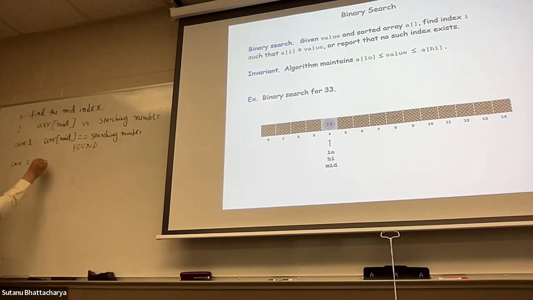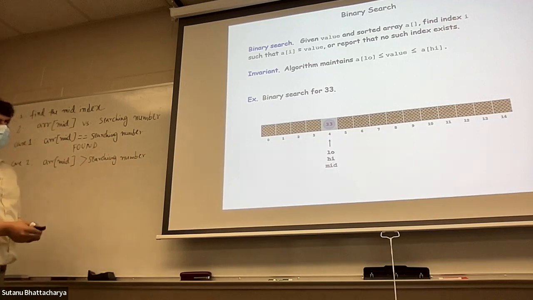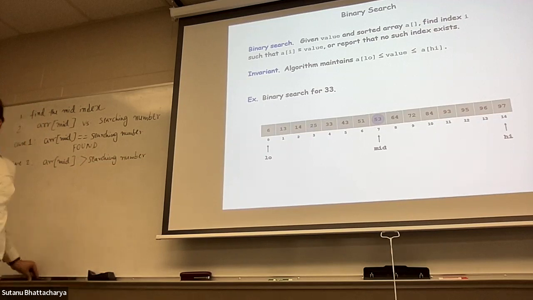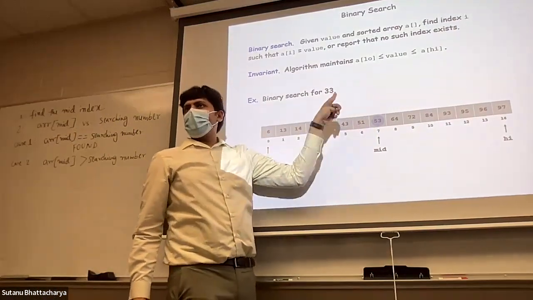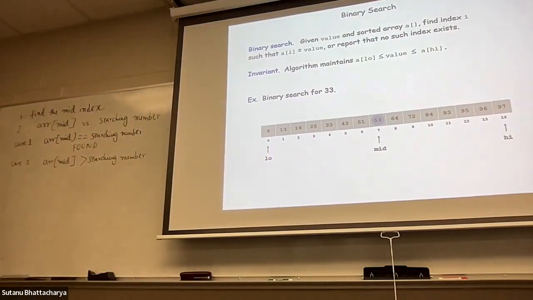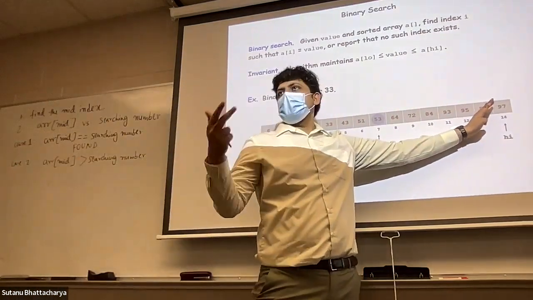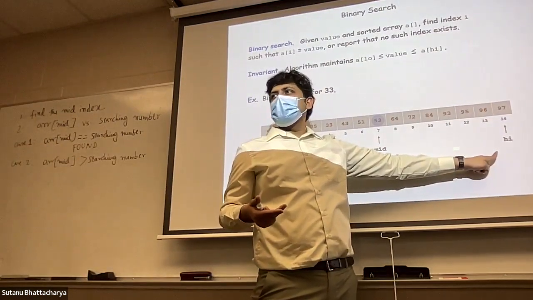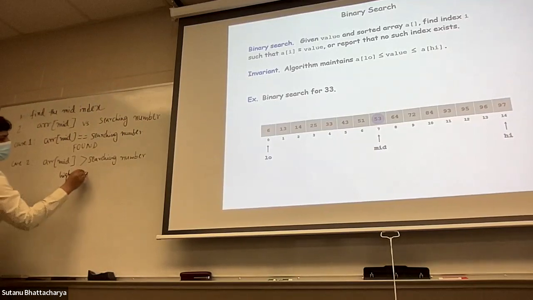Case 2, when array[mid] is greater than the searching number. In this example, array mid means 53. 53 is greater than your searching number 33. So what do you need to do if that is the case? When the mid element of the array is greater than your searching number, what do you need to do? Yeah, get rid of this. How can we do that? Set the index of high to mid minus 1, right? So if that is the case, just high equals mid minus 1.